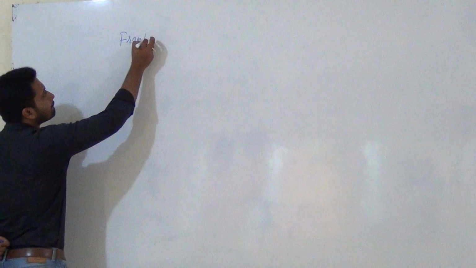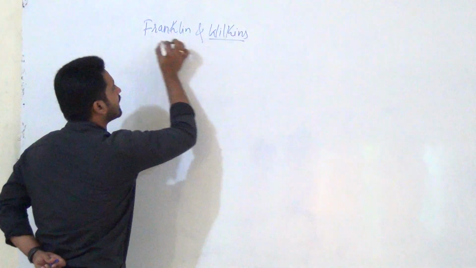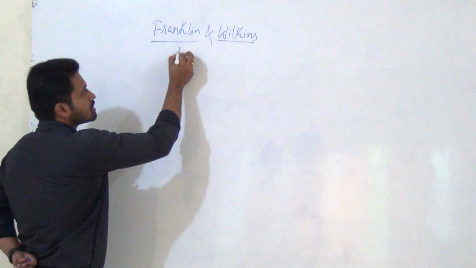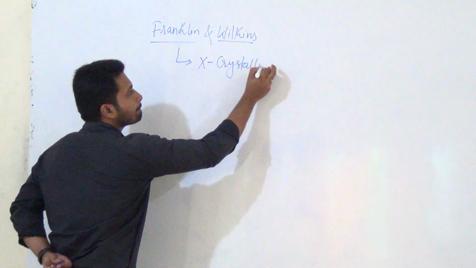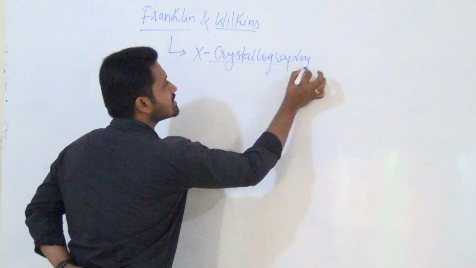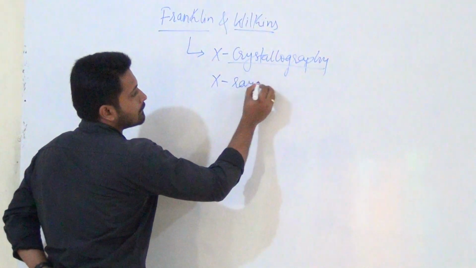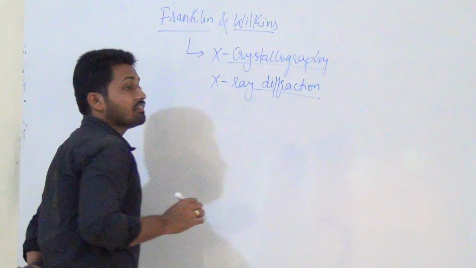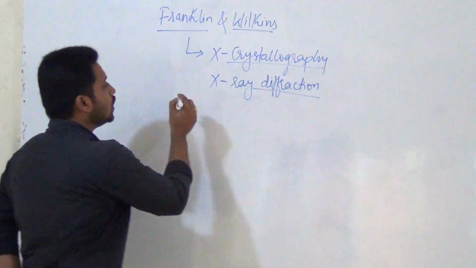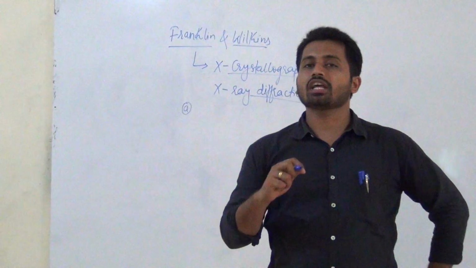I will write here again the scientists' names, Franklin and Wilkins. Franklin and Wilkins, these scientists, by using which method? X-ray crystallography method, or X-ray diffraction method. By this method, what did they tell? The first information given by them is that the DNA molecule is a helix molecule and it is not a straight molecule.